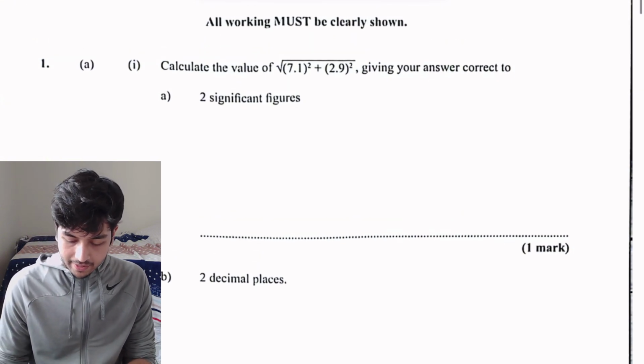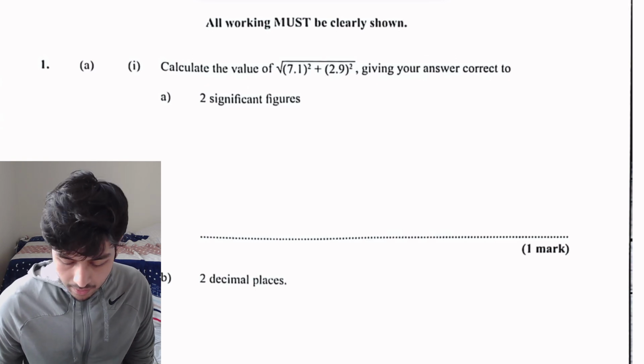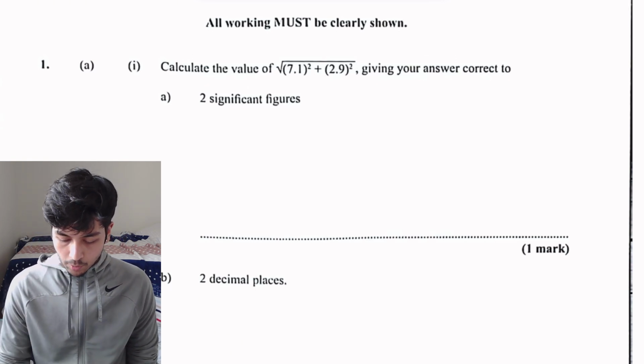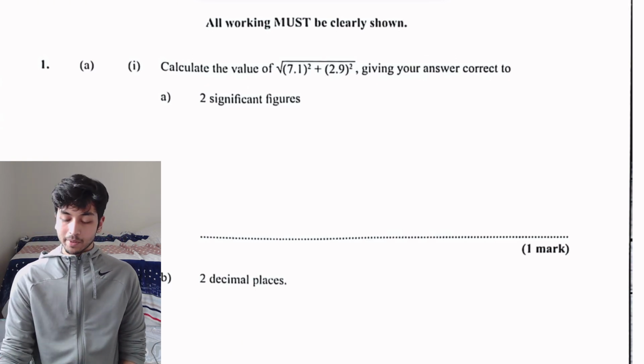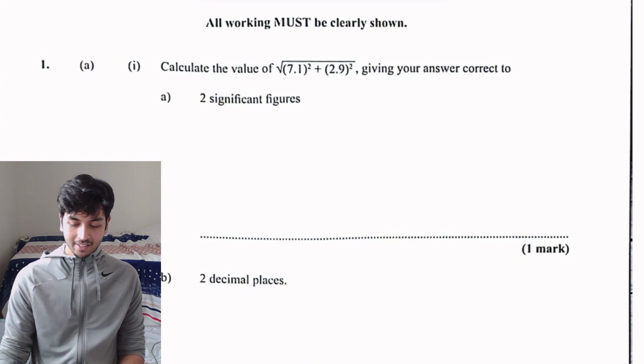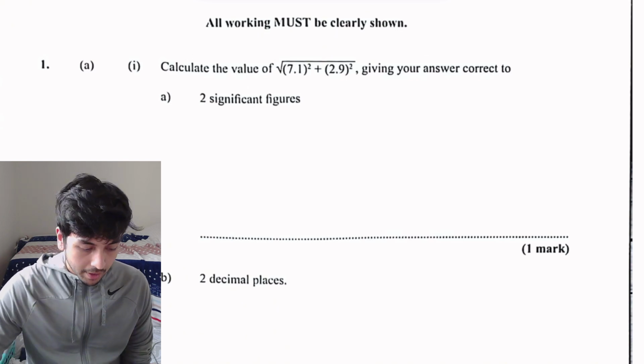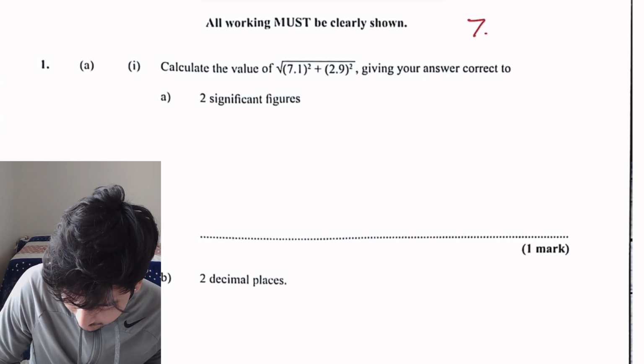So they're asking you to calculate the value of the square root of 7.1 squared plus 2.9 squared. In this case, in my opinion, the easiest thing is to just plug it directly as it is into the calculator. If you work it out bit by bit, there's a higher chance you get something wrong. So when you plug this in, you'll get 7.669.